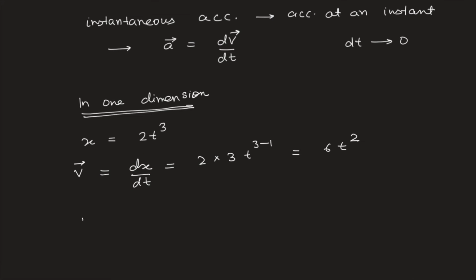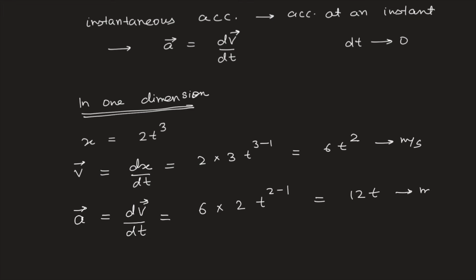Now if you want to find out instantaneous acceleration, the way to do it is simply find dv by dt, and that is going to be equal to 6 into 2 into t to the power of 2 minus 1, and that is going to be equal to 12t. So this is your instantaneous acceleration. This unit is meter per second if everything is in SI units, and this unit is meter per second squared.